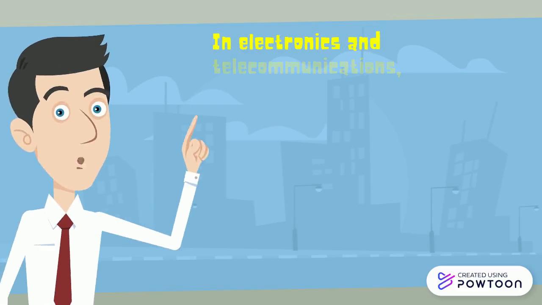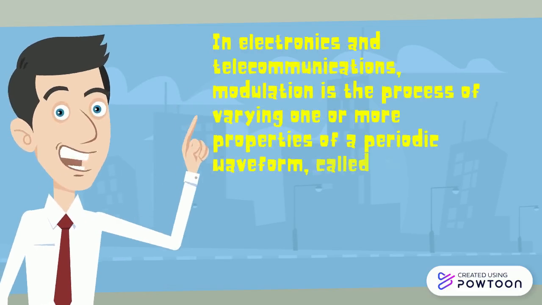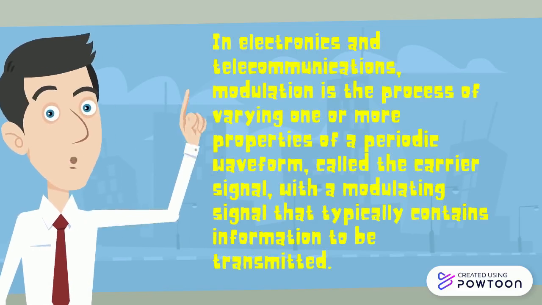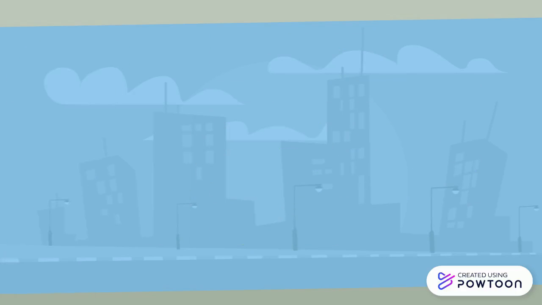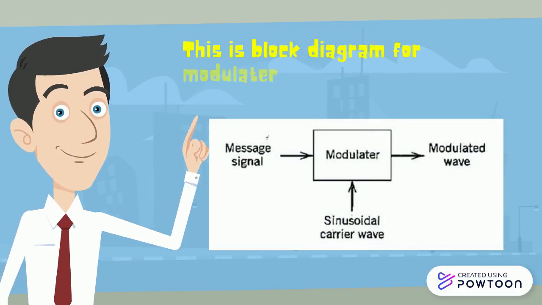In electronic and telecommunications, modulation is the process of varying one or more properties of a periodic waveform called the carrier signal with a modulating signal that will typically contain information to be transmitted. This is the block diagram for the modulator.